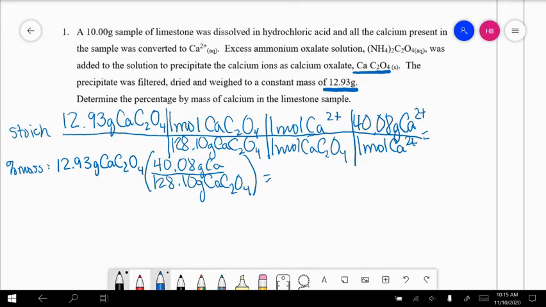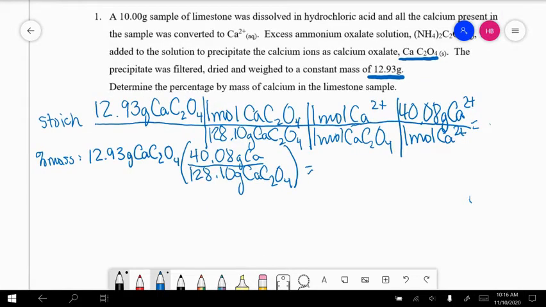And the answer is, so in your calculator, you're going to multiply across the top and divide by the bottom. And in this case, it's 12.93 times 40.08 divided by 128.1. Either way you do it, you should get the same answer of 4.04 grams of calcium ions.